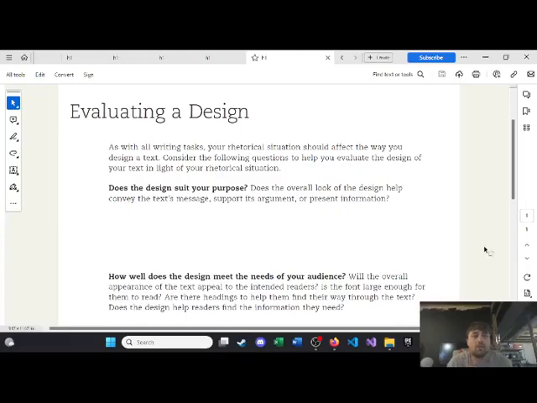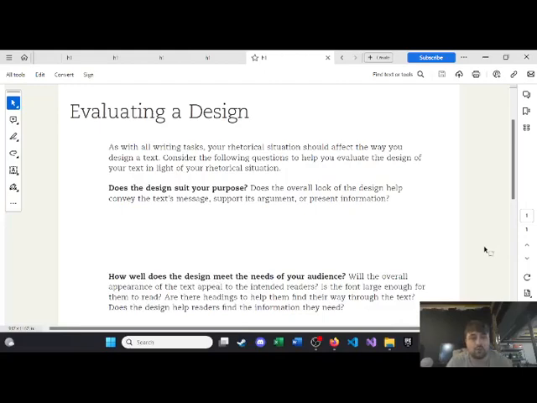All right, let's talk about evaluating a design. So let's say you've done the project, you've designed how this project looks. Maybe you made a PowerPoint that you're going to present, something like that. So you want to ask yourself a bunch of questions regarding the rhetoric of this design.